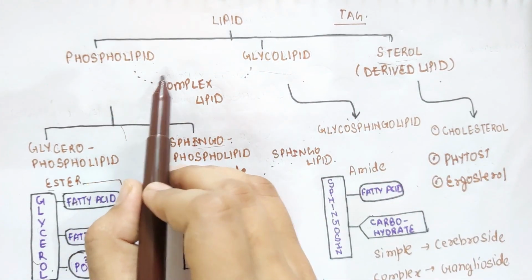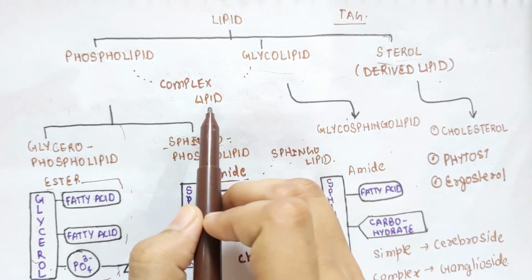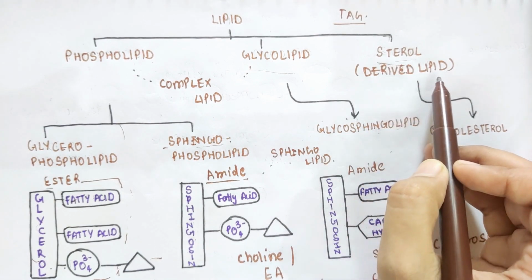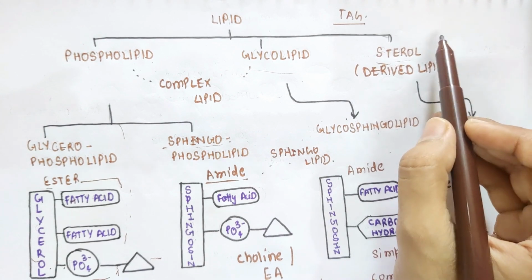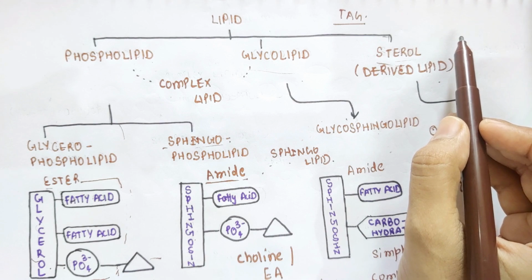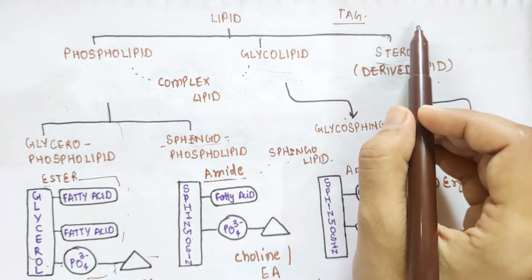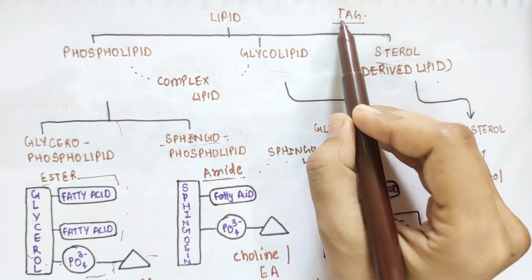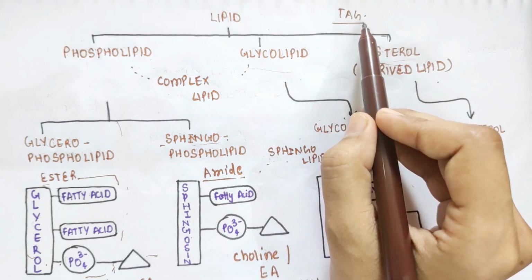Now this phospholipid and glycolipid are a type of complex lipid, and the sterol is a type of derived lipid. And actually there is a third category, which is the simple lipid, which is not present in the cell membrane, but they are generally storage lipids. An example of such simple lipids which are storage lipids is triacylglycerol, which is present in the adipose tissue.